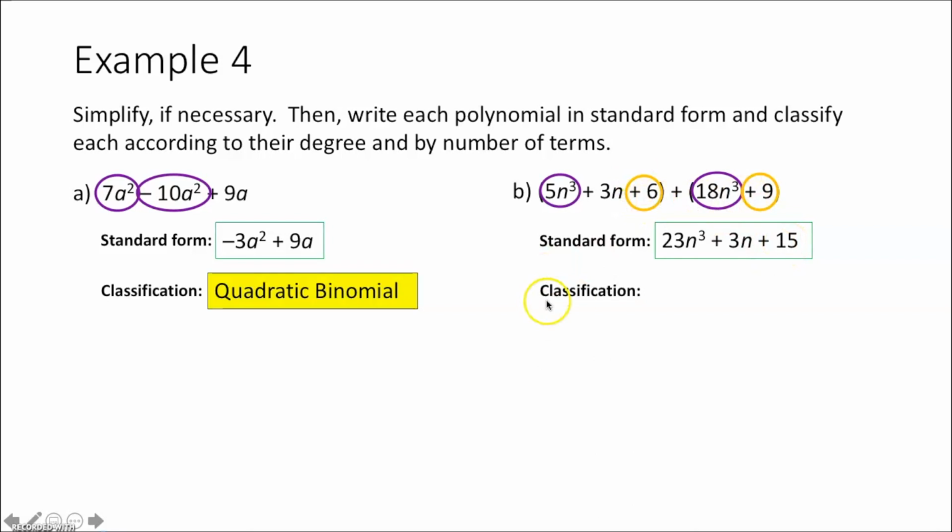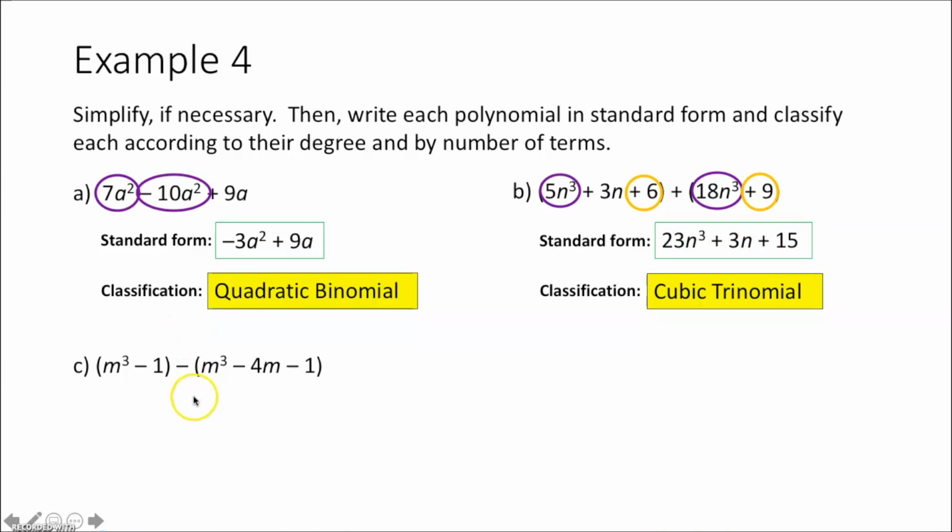Lastly, we classify it based on the highest degree. So the term with the highest degree would be this 3. So it's going to be a cubic, and then 1, 2, 3 terms. So it's a trinomial. Here, we need to subtract this binomial and this trinomial.